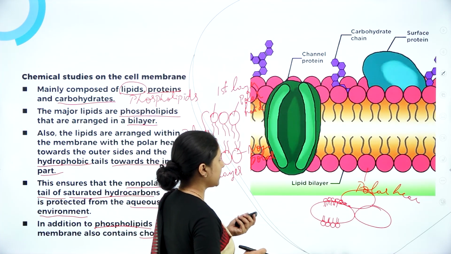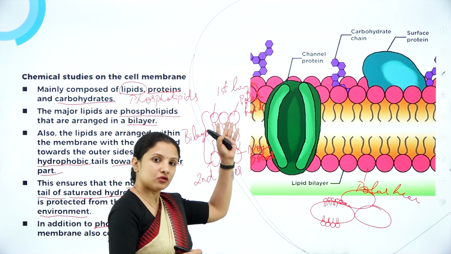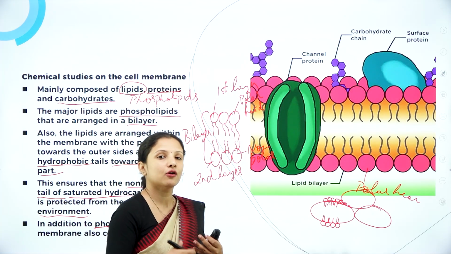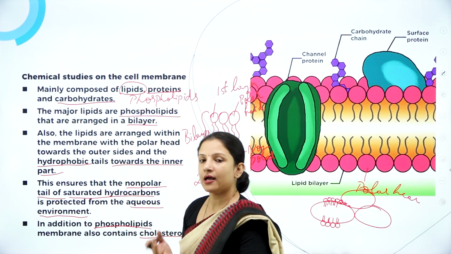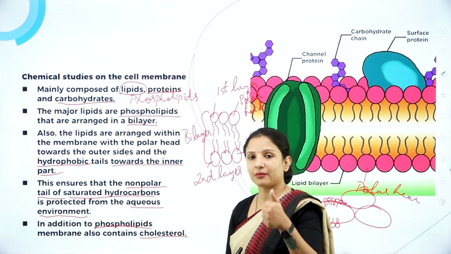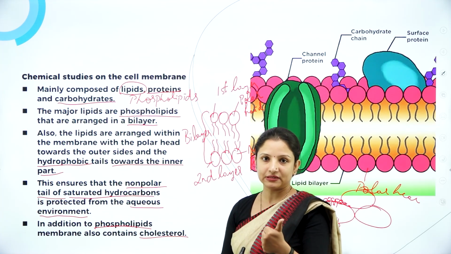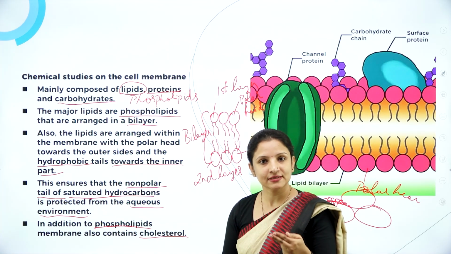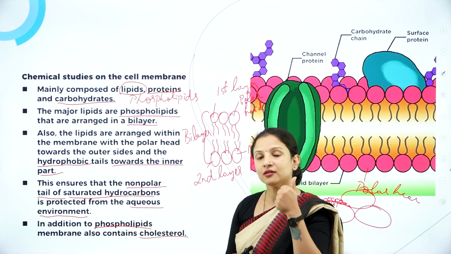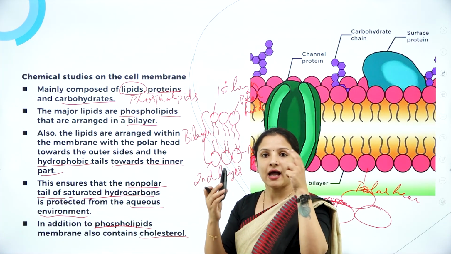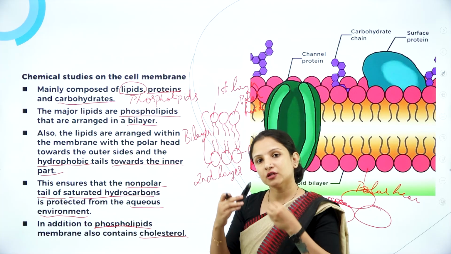And apart from having lipids, they also contain proteins, carbohydrates, and to some extent cholesterol as well. So these are the chemical structures. Now we know the different chemical components present in the cell membrane: phospholipids, carbohydrates, proteins, and cholesterol. The phospholipid is the major one, which forms a bilayer, wherein they have the polar head and the non-polar tail.